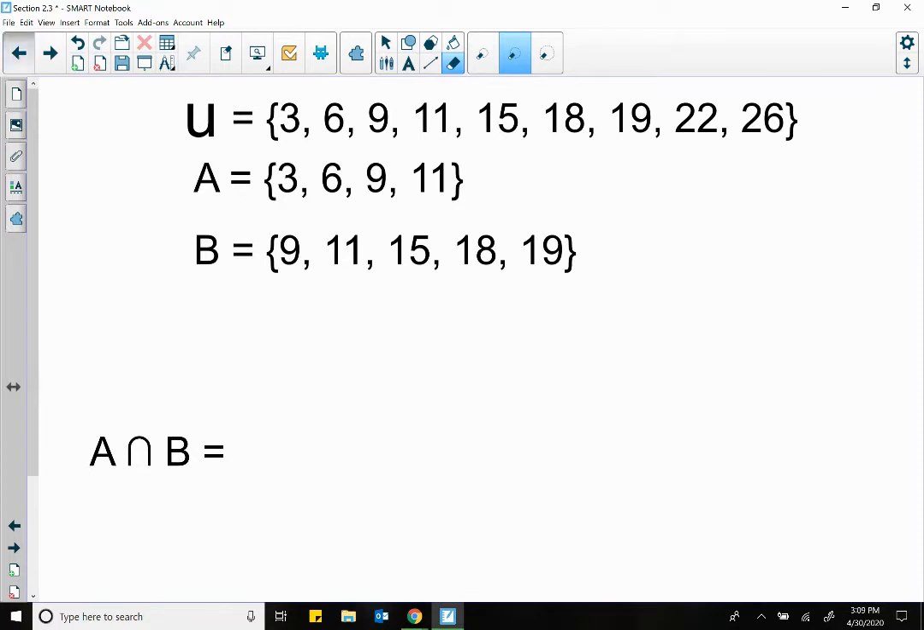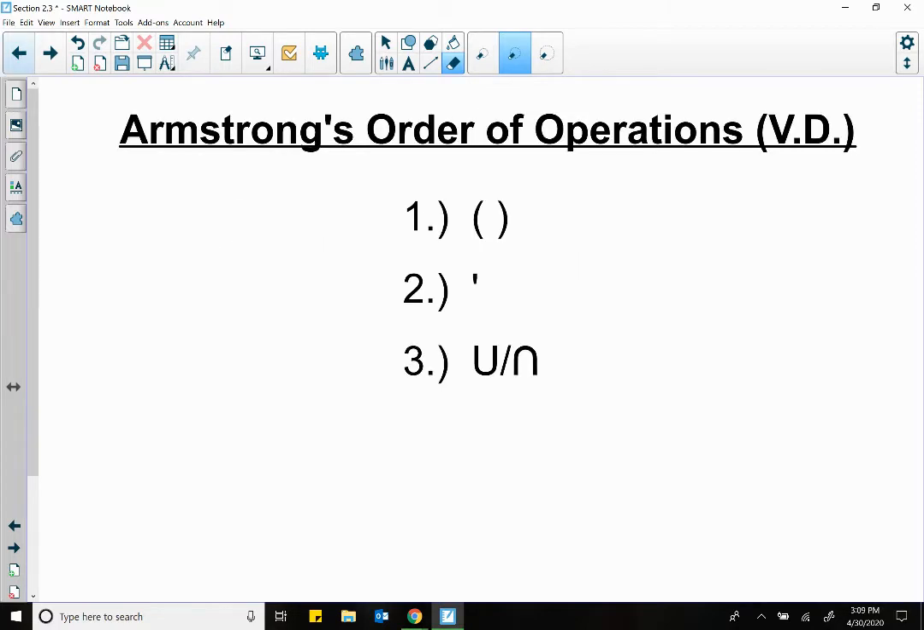So I have devised for you Mr. Armstrong's order of operations Venn diagram style. So these are the way that I would attack order of operations for determining the roster of a set. Okay? When dealing with sets and intersections and complements. First, deal with the parentheses. Take care of everybody inside the parentheses first.